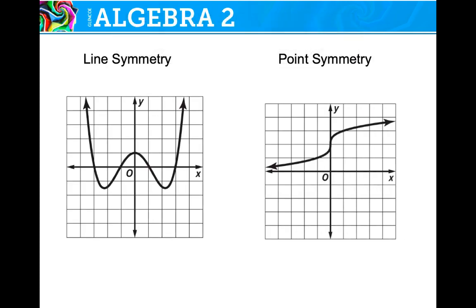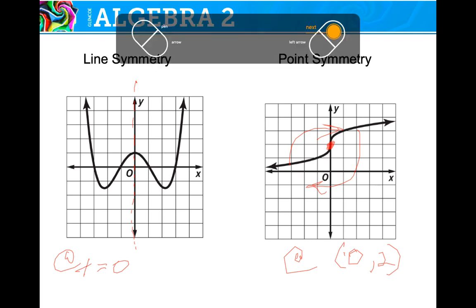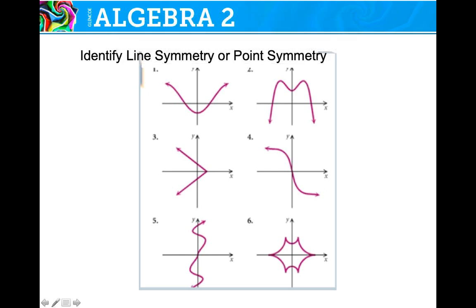Line symmetry means you can cut the graph or the picture in half. This would have line symmetry going right down the middle. There's two congruent halves. I could fold it on top of itself. So this has line symmetry, and that would be x equals 0 or the y-axis. This has point symmetry. It can be rotated around a point. If I rotated this 180 degrees this way and 180 degrees this way, it ends up on top of itself. So we'd say point symmetry at 0, 2. Okay, so point symmetry is rotational symmetry. Line symmetry can be cut in half.